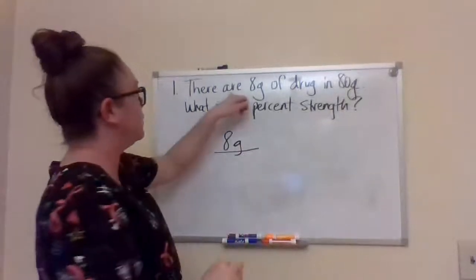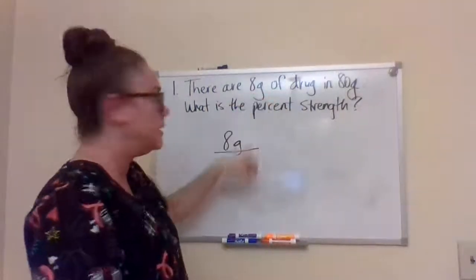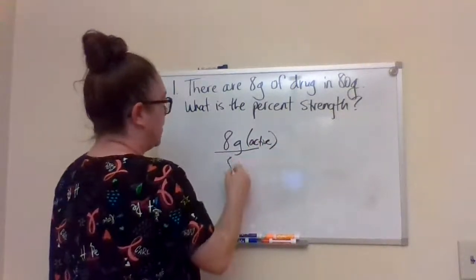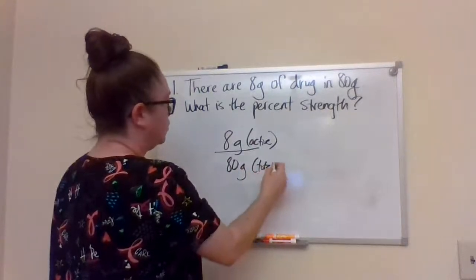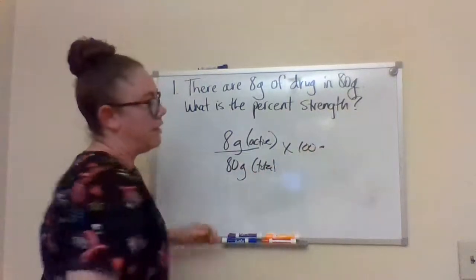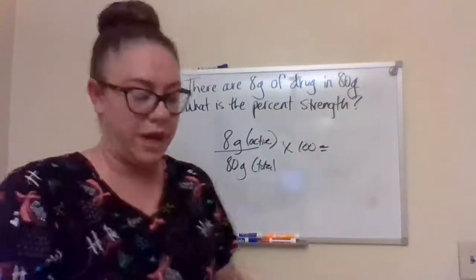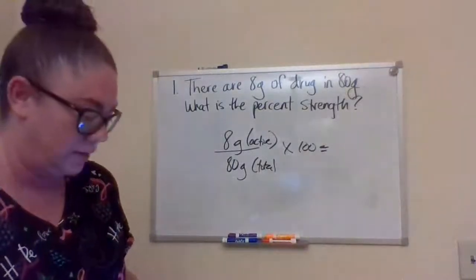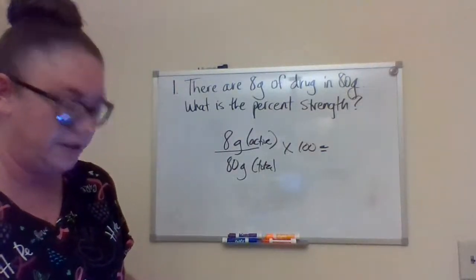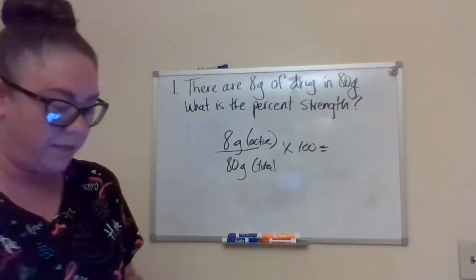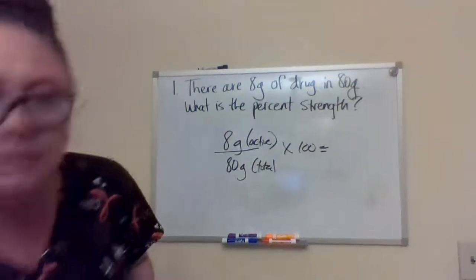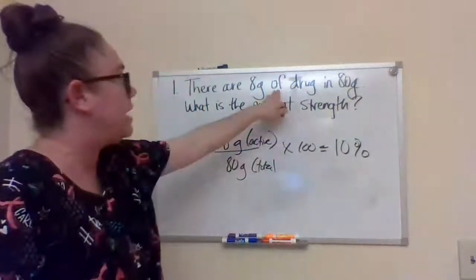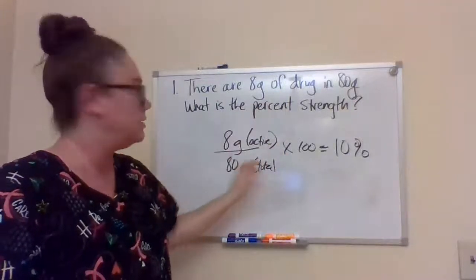So there are 8 grams of drug, which means 8 grams is my active, divided by 80 grams, because that's my total. And then you're going to multiply that by 100. Okay? So this step happens first. So 8 divided by 80 gives you 0.1. Multiply that by 100, and your answer is 10%. So the percent strength of this tube is 10%, okay?